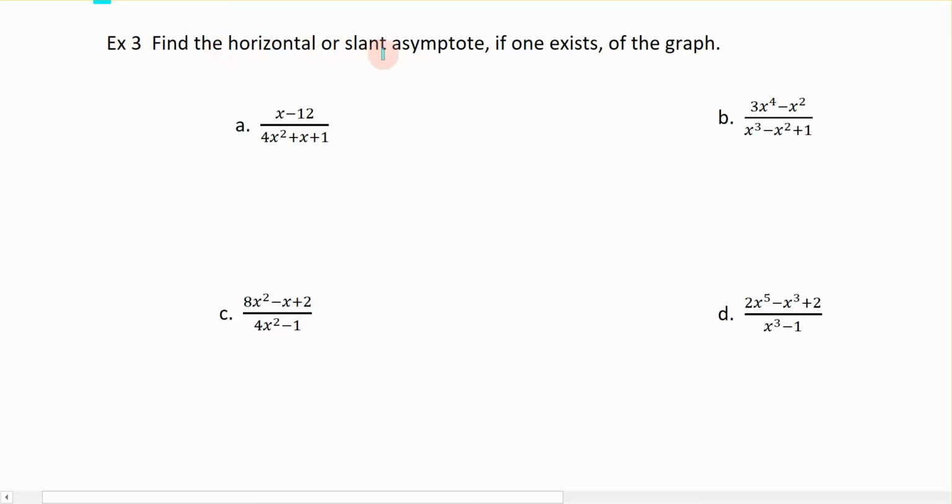So I'm going to find either the horizontal or the slant asymptote of these four examples that you see listed down here. Now, one thing to note: I cannot have both horizontal and slant asymptotes. You have either one or the other. I can have a horizontal and a vertical asymptote, or a slant and a vertical asymptote, but I will never have a horizontal and a slant asymptote.